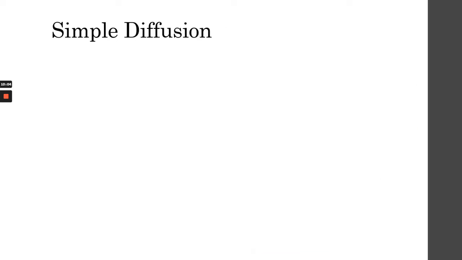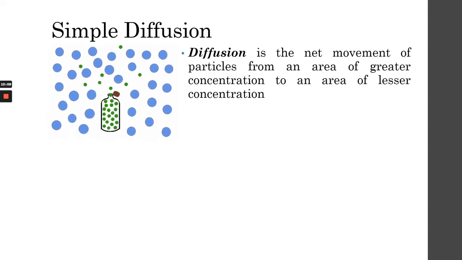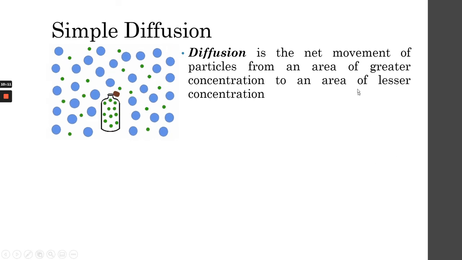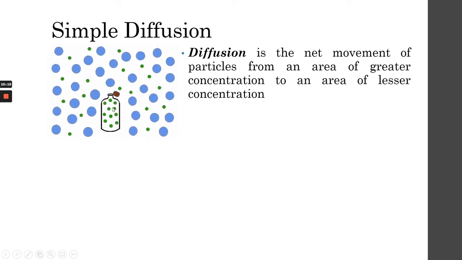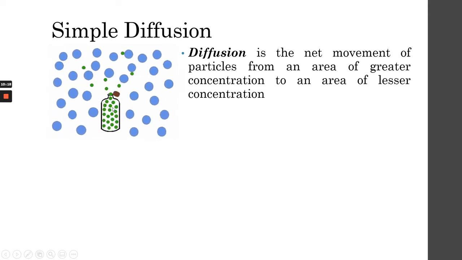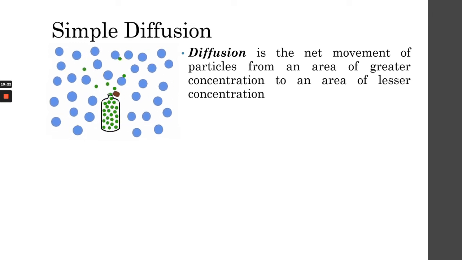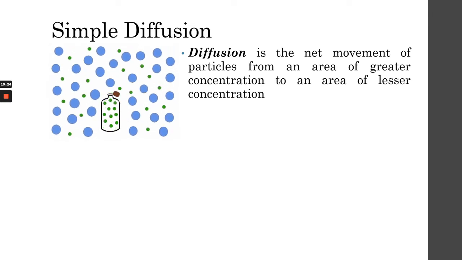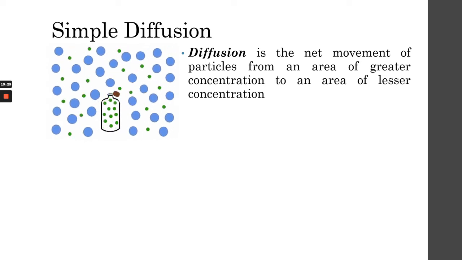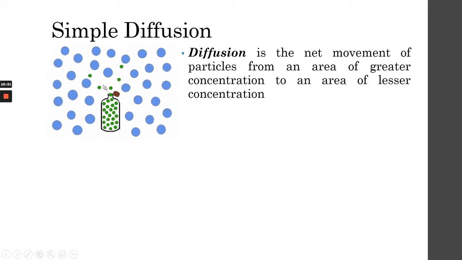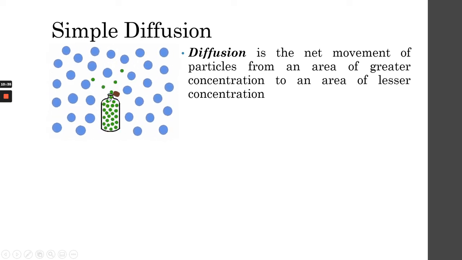So let's begin with the discussion of simple diffusion. Simple diffusion is basically the movement of particles from an area of greater concentration to an area of lesser concentration. Have you guys ever experienced opening the bleach, and as you open it, you can suddenly smell the fumes? That is because some of the gas particles of that bleach escape, so you can actually smell it.